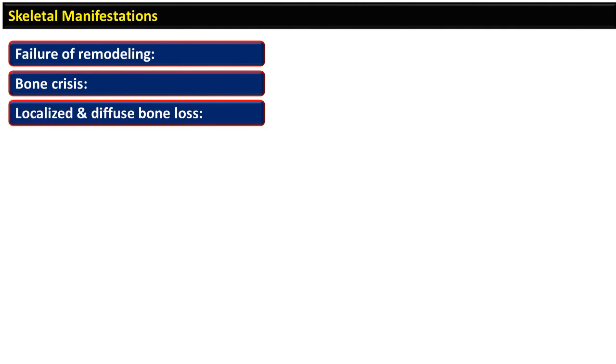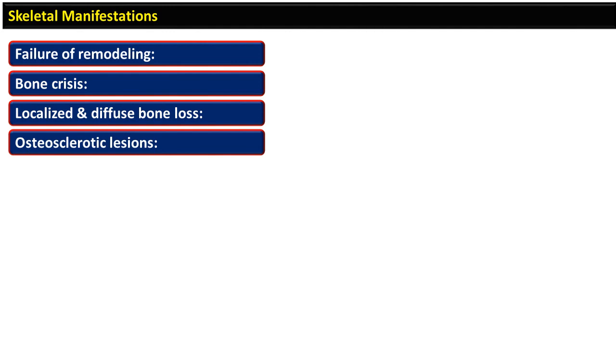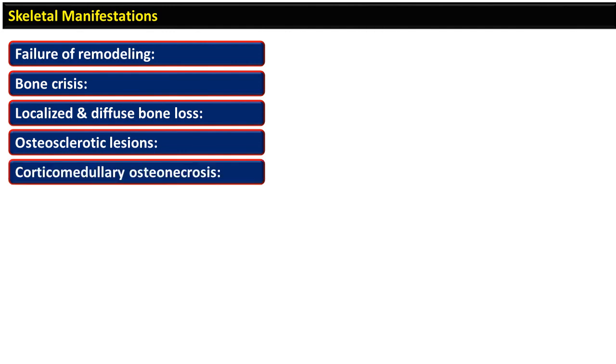The bone crisis is rare and results from acute infarction of a large bone segment due to interruption of the blood flow by the Gaucher cells. Then localized and diffuse bone loss remain asymptomatic unless fracture occurs. Another manifestation is osteosclerotic lesion, which is usually seen in the medullary cavity. Corticomedullary osteonecrosis usually affects the proximal humerus and head of the femur and is a result of compromised blood supply.